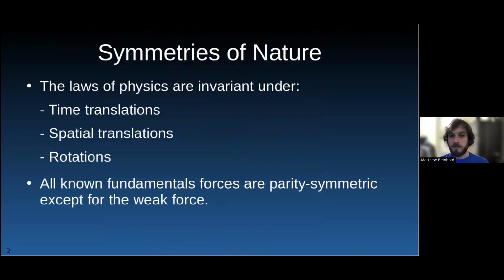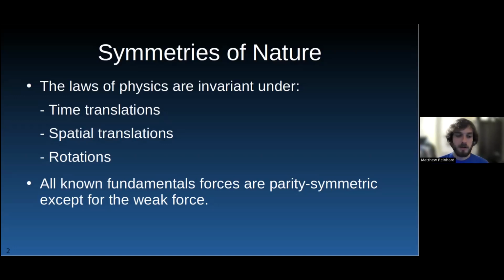Now, we know that the laws of physics are invariant under certain symmetry transformations. And some of these include time translations, spatial translations, and rotations. Now, these are three examples of continuous symmetry transformations. An example of a discrete symmetry transformation would be a parity transformation. And in fact, all known fundamental forces are invariant under a parity transformation, with the exception of the weak force.